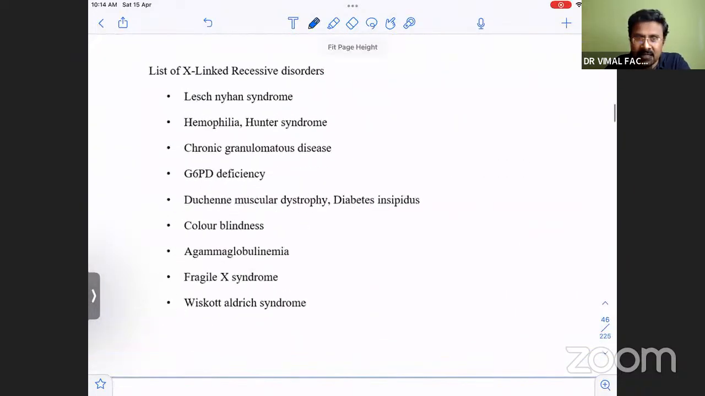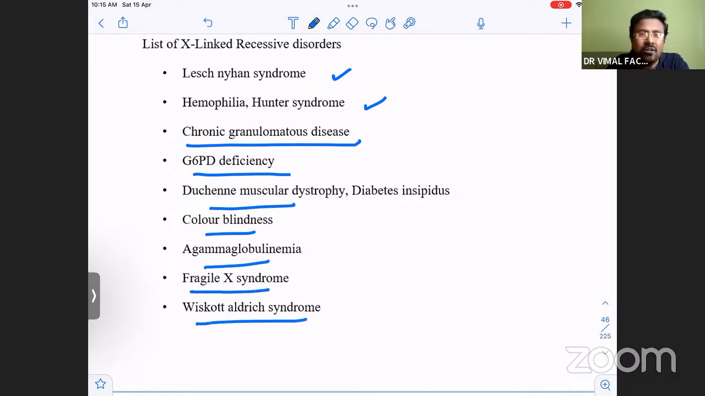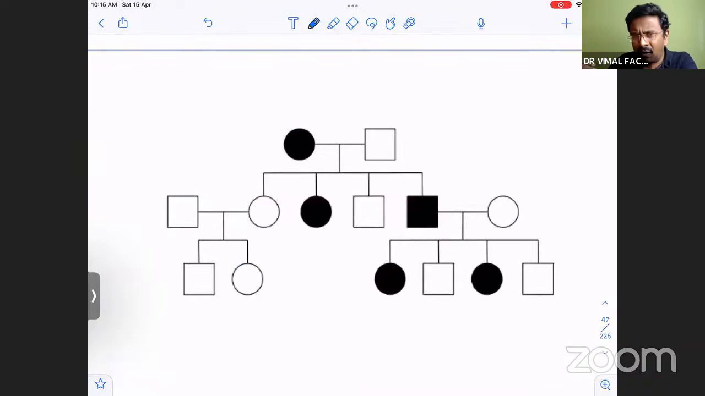Yes. So X-linked recessive disorders are Lesch-Nyhan syndrome, hemophilia, Hunter, chronic granulomatous disease. We have seen no NADPH oxidase, then G6PD, Duchenne muscular dystrophy, color blindness, agammaglobulinemia, Fragile X syndrome, Wiskott-Aldrich syndrome. You also will remember a mnemonic, no? Lady Hardinge college girls don't care about foolish words. This is a famous mnemonic to remember your X-linked recessive disorders. Yes. Lesch-Nyhan, hemophilia, all these things are important. Okay. Then coming back to the next type of inheritance.